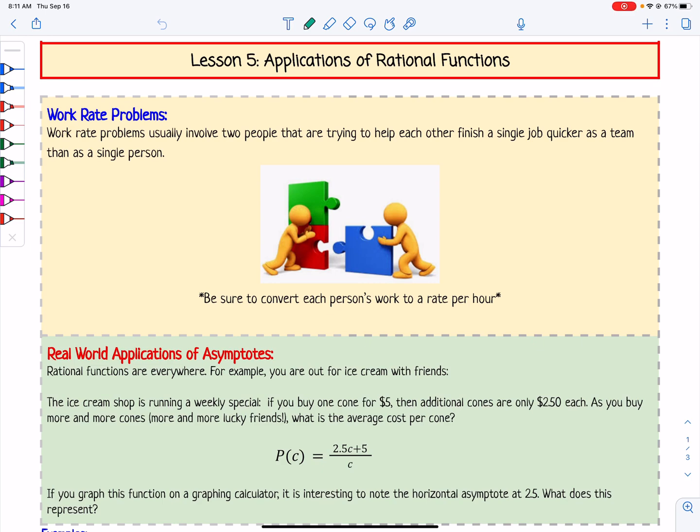In this video, let's take a look at applications of rational functions. There are two main types of problems we look at when we apply rational functions to real-world problems. There are work rate problems. That's when you have two people working together to complete a task, and you want to know how long it will take for them to work together.